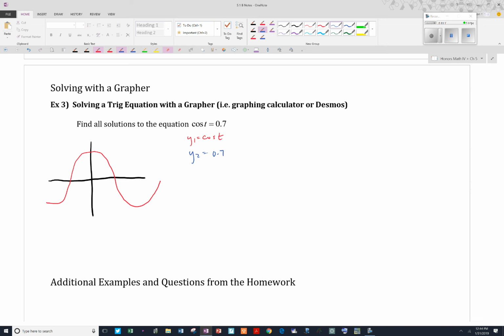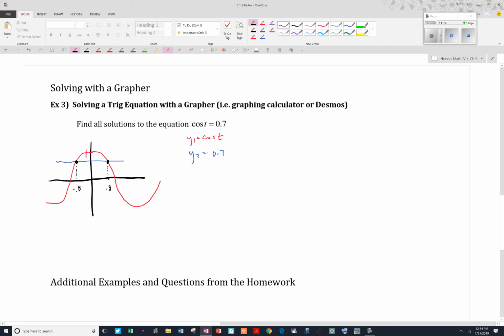Well, we know the maximum of y equals cosine of t is 1. I mean, without even putting this on a graphing calculator, we know that. And then our 0.7 is going to be about right there. That's y equals 0.7. So what we're looking for to start with are these solutions right here and right here, okay? And if we do that on a graph calculator, you're going to find out that the intersection of those two graphs are at 0.8 there and at negative 0.8 right there.